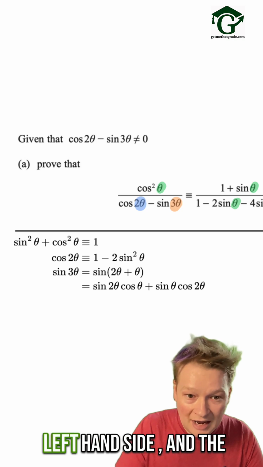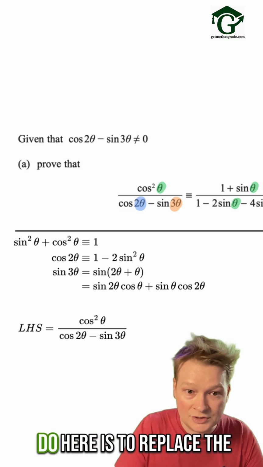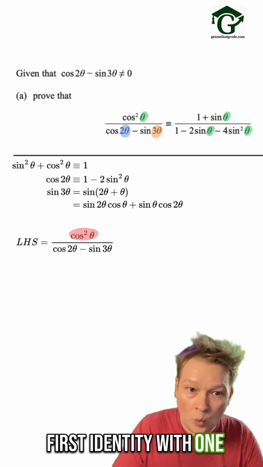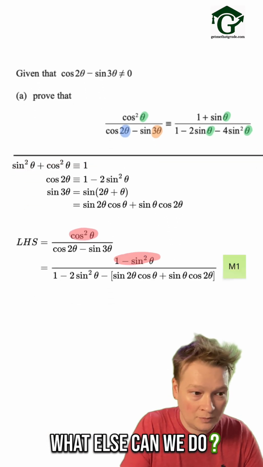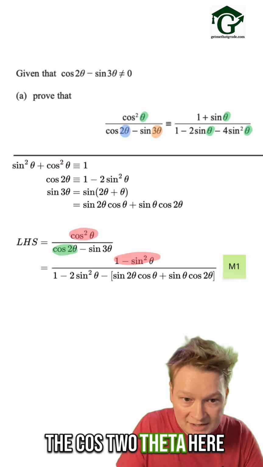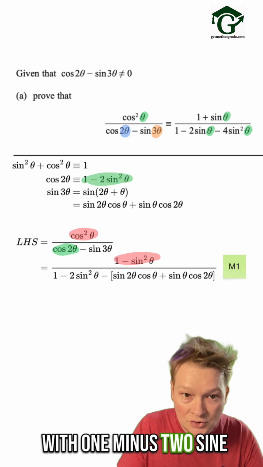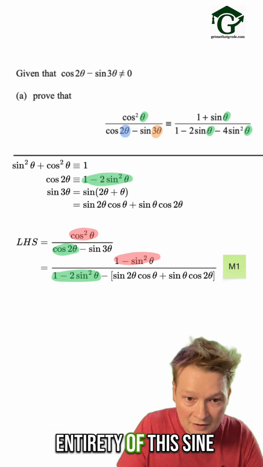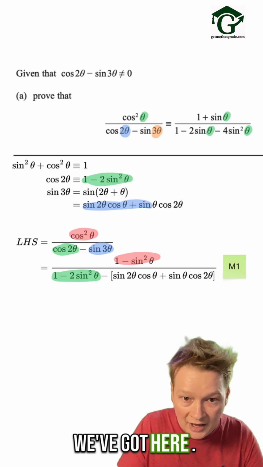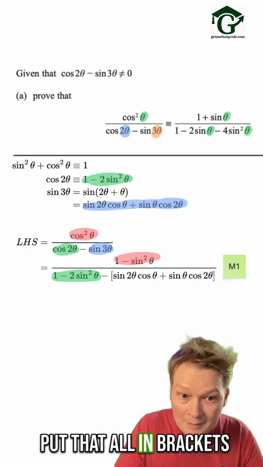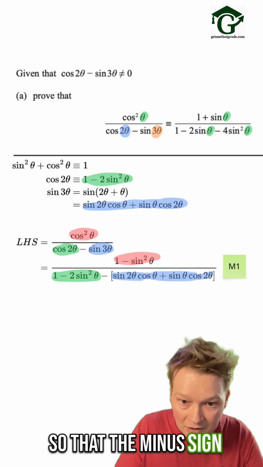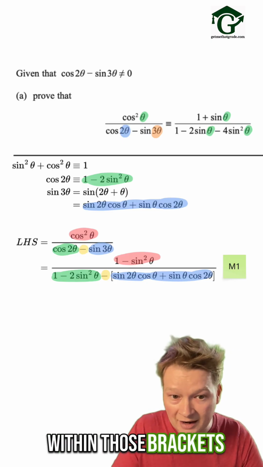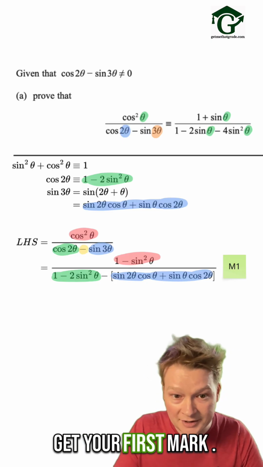So let's start with the left-hand side. And the first thing that we can do here is to replace the cos squared using this first identity with 1 minus sine squared. What else can we do? Well, we can replace the cos 2 theta here with 1 minus 2 sine squared theta. So that can go in there. And we can replace the entirety of this sine 3 theta with what we've got here. But we're going to need to put that all in brackets so that the minus sign that we have on the outside here applies to everything within those brackets. If you get that far, you get your first mark.